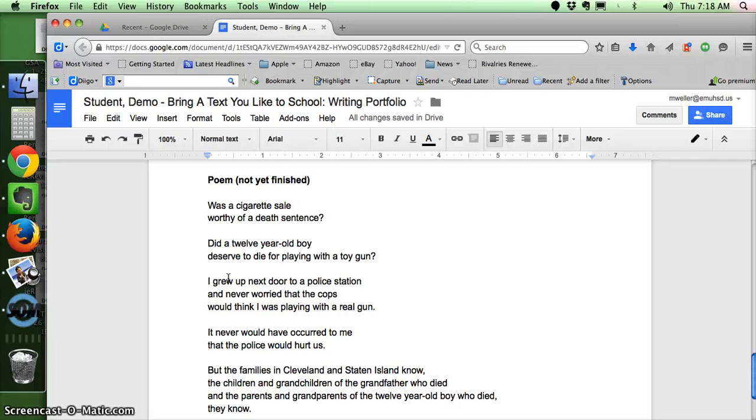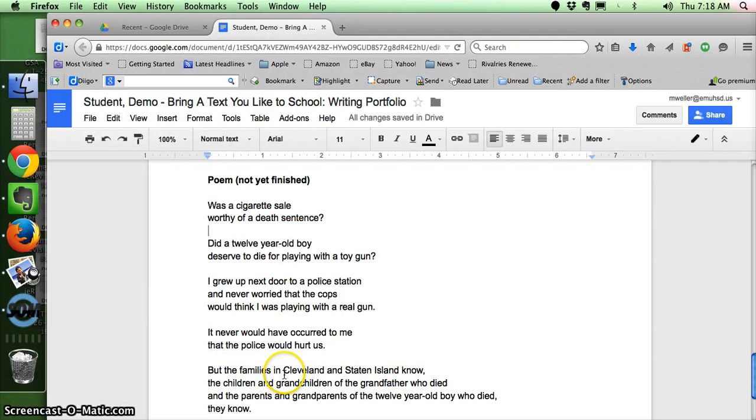So I wanted to contrast my very happy childhood experience, never worried about if police would shoot me for playing with a toy gun when I was a little boy. And I wanted to contrast that with what has actually happened with Tamir Rice, the 12-year-old boy who died for playing with a toy gun, and Eric Garner, the grandfather who was killed because the police were trying to arrest him for selling cigarettes illegally, allegedly. And so that's why I said, was a cigarette sale worthy of a death sentence?